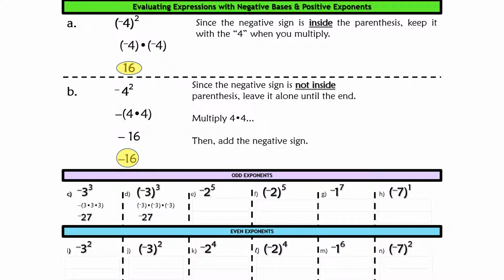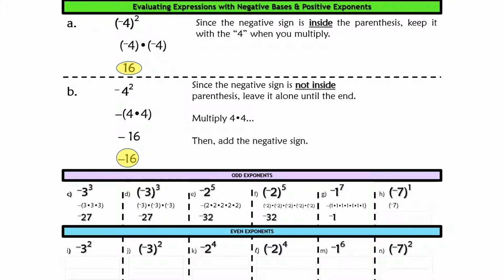Now, just as an aside, notice that for C through H, all of the exponents are odd, and you're going to start to notice a pattern if you haven't already. Letter E, negative is outside, so we're going to ignore it. We're going to do the multiplication and then pop the negative on at the end, so the final answer would be -32. But in F, because it's inside the parentheses, we're going to carry it along, but also get an answer of -32.